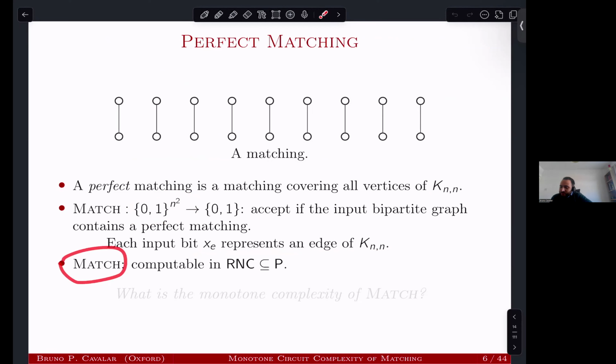This matching function is known to be computable efficiently in parallel time. In particular, it's also computable in P. So it's a problem we know how to solve in practice. We have plenty of algorithms for this, even randomized algorithms that are even more efficient. But here we're trying to understand the monotone complexity of matching: how much size do we require to compute perfect matching?